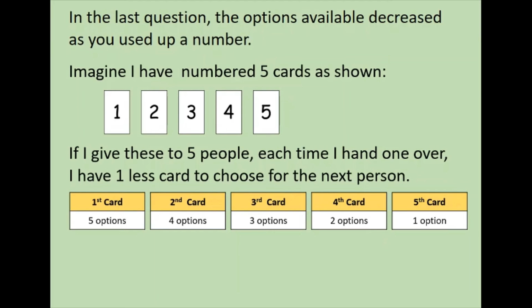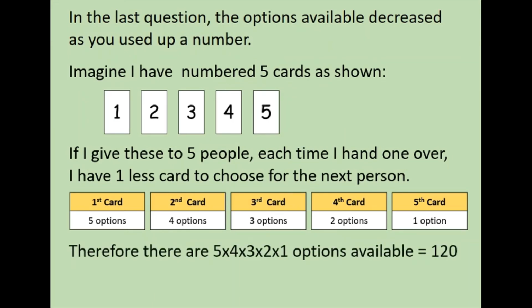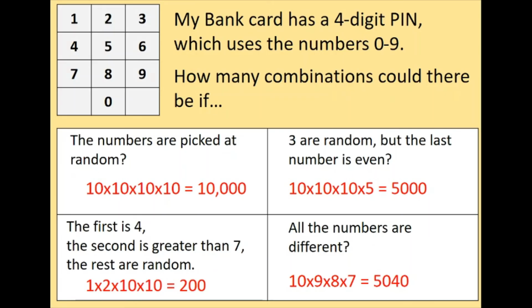So for this scenario, there are 120 different ways I could hand those cards out. But as I went, I used up the cards, my options decreased, and that's why the numbers go down. And that's what happened on this last question here.